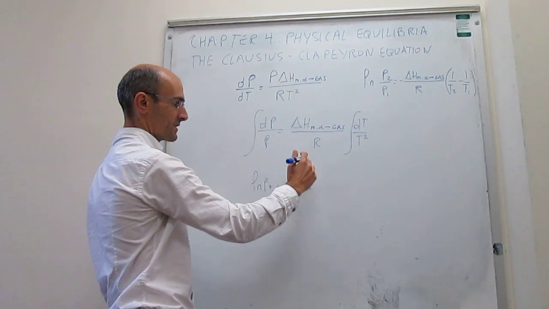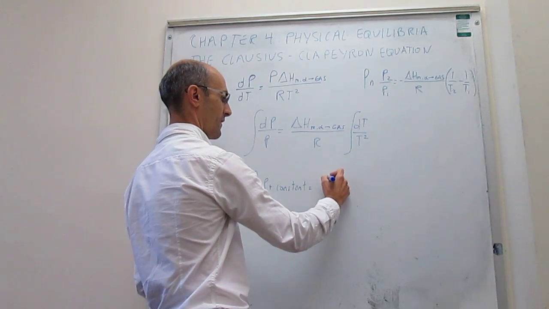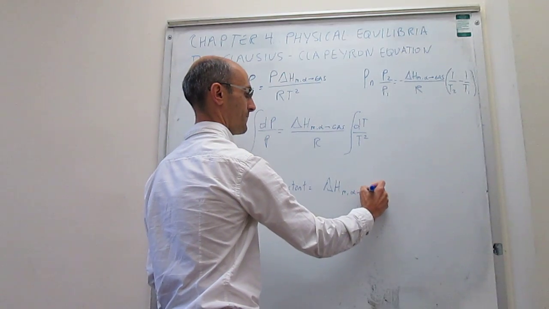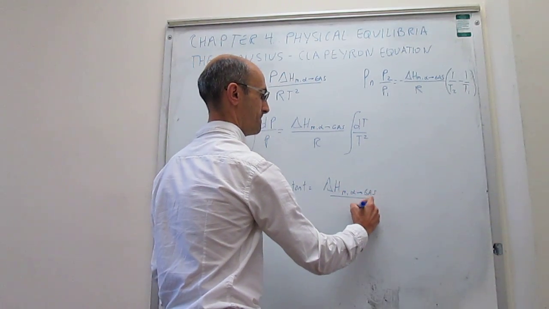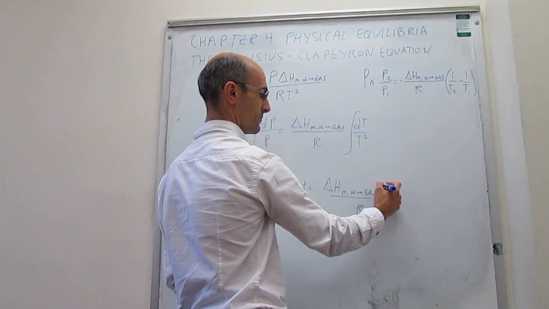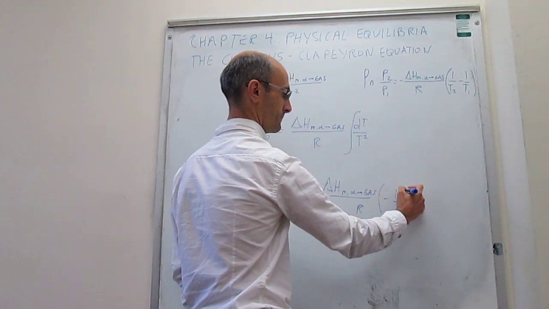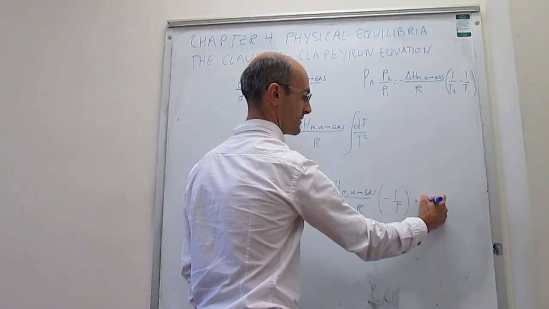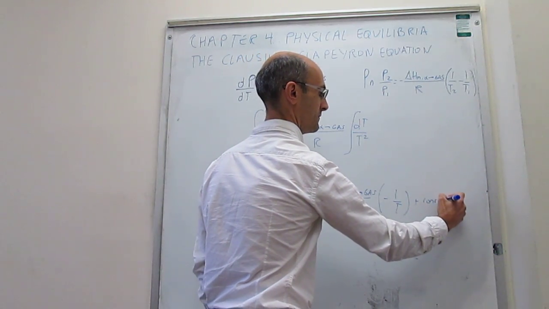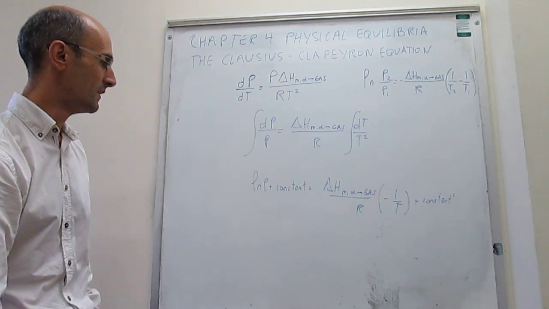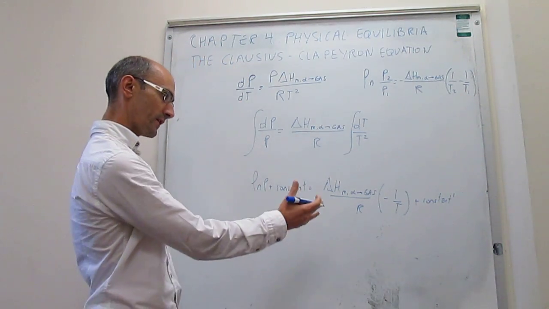Okay, and the integral of that expression is going to be equal to delta H of the phase transition over R, and then that is going to be equal to minus 1 over T plus another constant. Okay, which might be different or it might be the same. Now we can consolidate those constants.